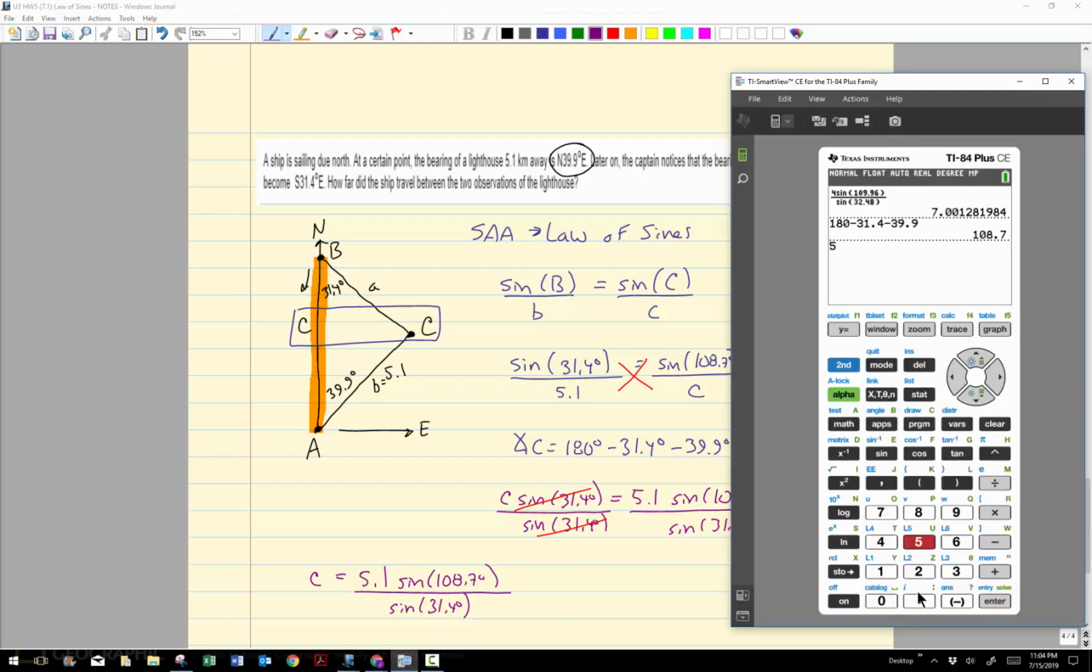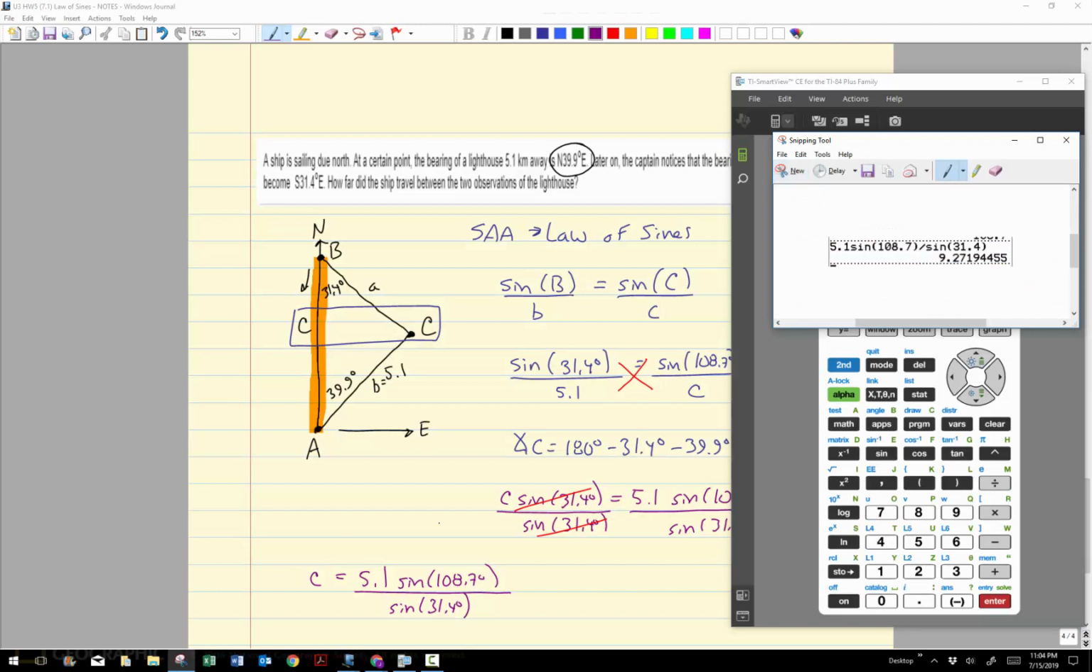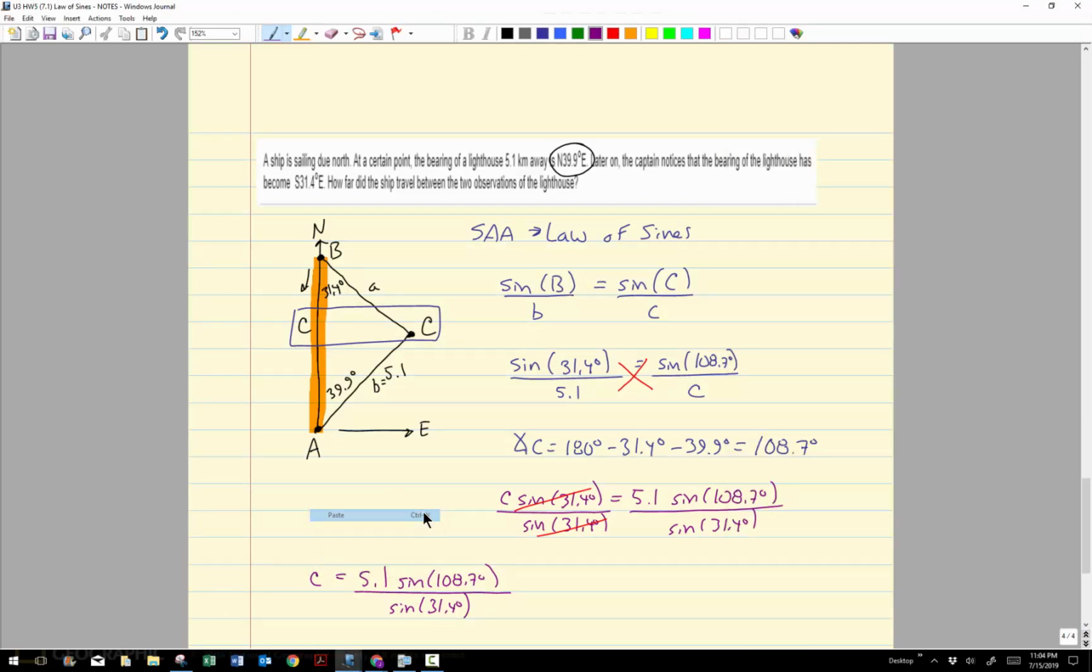So 5.1 sine 108.7 divided by sine 31.4. So that's equal to 9.2719, etc. A lot of these in the instructions, they'll say don't round till the end. So make sure you remember that advice, because if you round too soon, that's going to throw a lot of your answers off. So let's see what we get here.